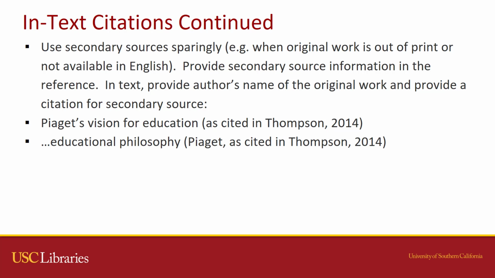If you find your source citing other authors, it's best to find the original publication that your source is citing. However, if the original publication is out of print or was not translated into English, you can follow the secondary source citation formatting. When citing a secondary source, provide the author's name from the original work, but then provide a citation for the secondary source. The secondary source will appear in your reference list. Our example: Piaget, as cited in Thompson, 2014.